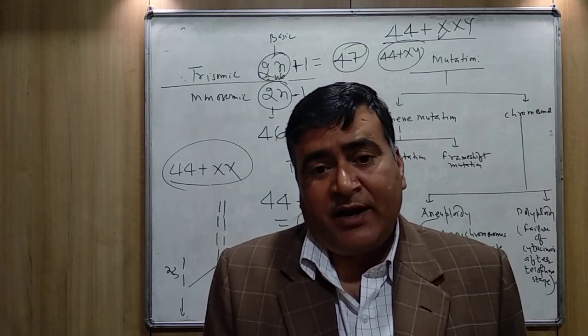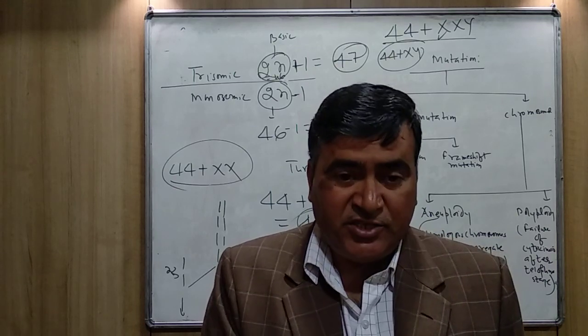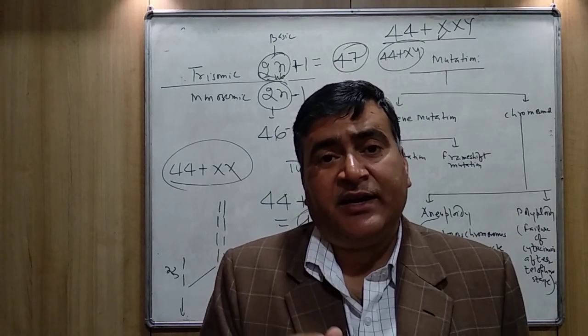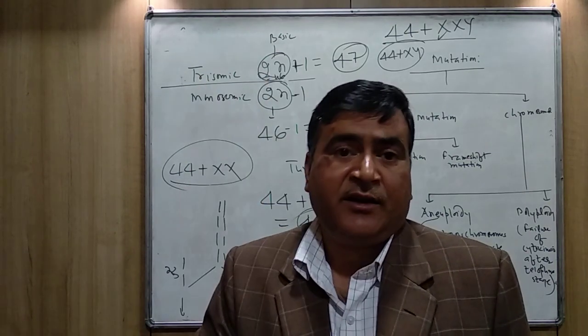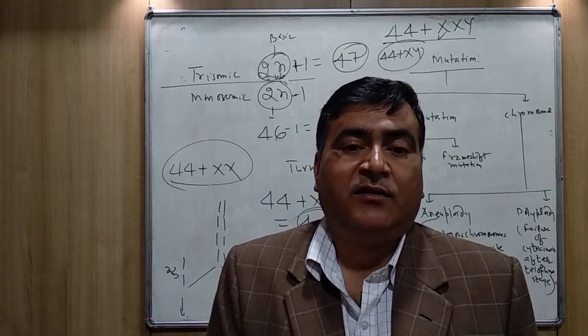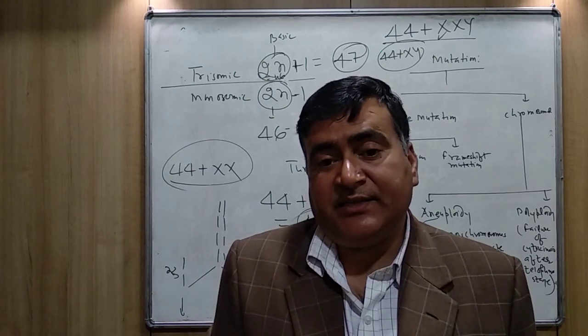Tetraploid, pentaploid, hexaploid: the wheat which we consume, do you know? It's a hexaploid plant. It has how many? The total number of chromosomes is 42, and in each set 7 chromosomes are there. So 6n, the ploidy of the wheat plant, is hexaploid.